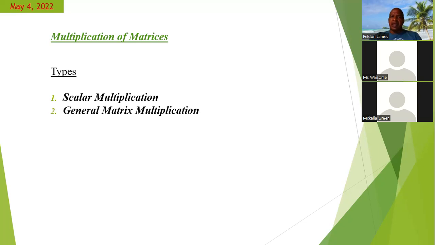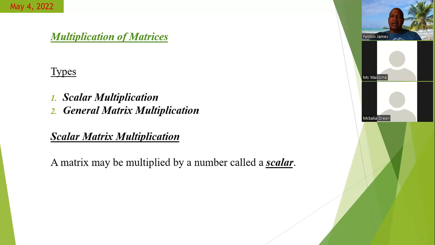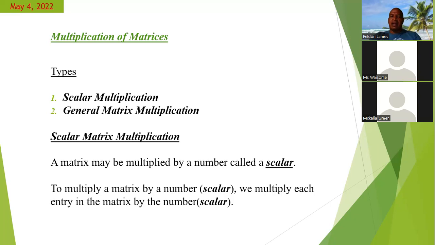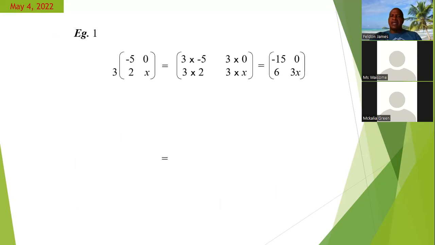Now what we're going to be looking at next is matrix multiplication, or multiplication of matrices. Now for matrix multiplication, we have two types. We have scalar multiplication, and we have the general matrix multiplication. Now for scalar multiplication, a matrix may be multiplied by a number, and this number is referred to as a scalar. To multiply a matrix by a number, we multiply each element in the matrix by that number. All right, so it is simple. It's like we are multiplying in a distributive sense.